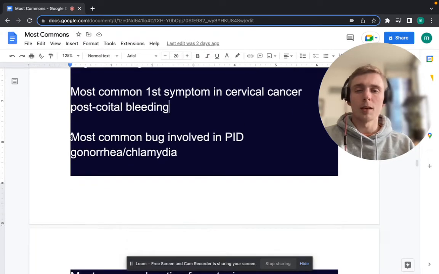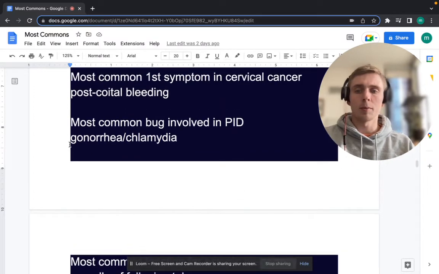What's the most common bacteria involved in pelvic inflammatory disease? So the most common bug in pelvic inflammatory disease, that's going to be gonorrhea and chlamydia. Chlamydia is more common, but gonorrhea and chlamydia, you're going to treat for both of them anyways. So gonorrhea and chlamydia more common in pelvic inflammatory disease.